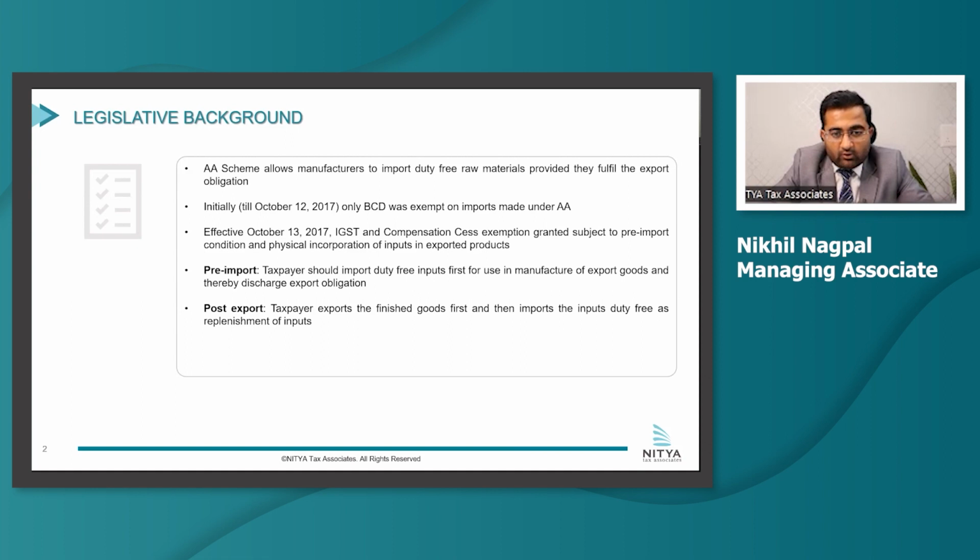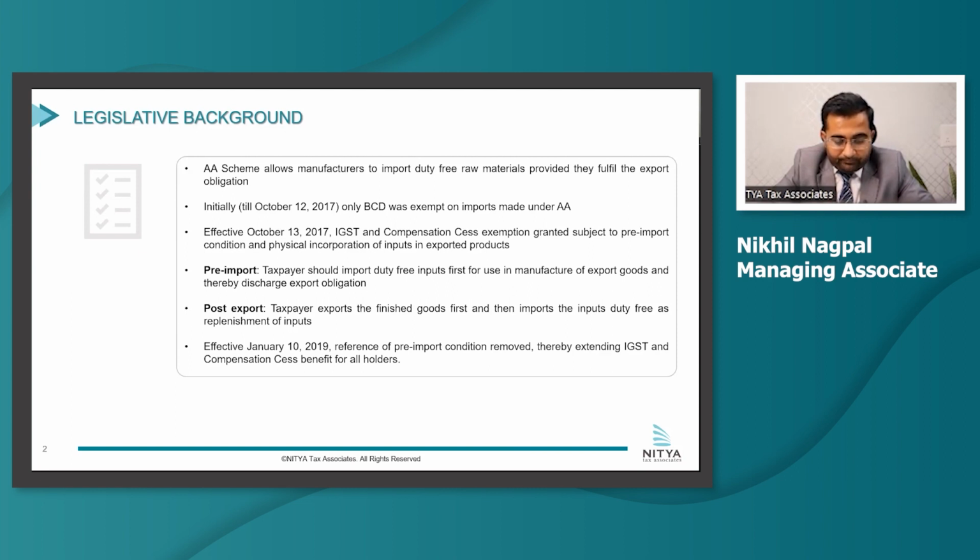Many exporters carried on their exports on a post-export basis, meaning they were exporting the finished goods first and then importing the inputs duty free as a replenishment of those inputs. So, seeing all these difficulties and working capital issues being faced by the exporters, the government ultimately removed this pre-import condition for availing the advance authorization benefit. That condition was removed with effect from January 10, 2019.